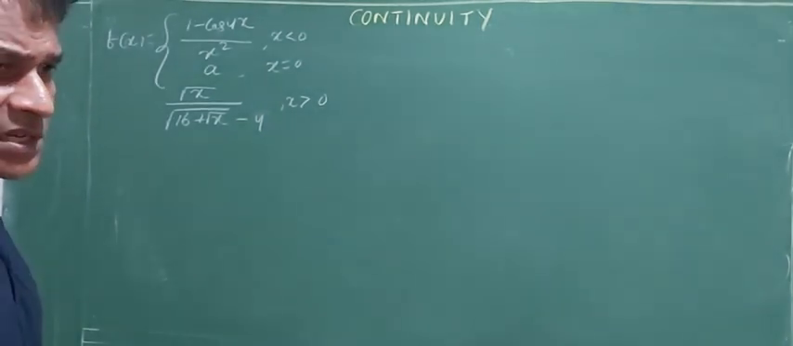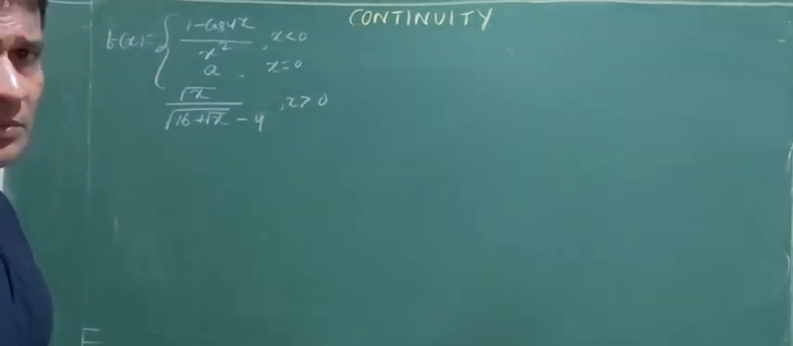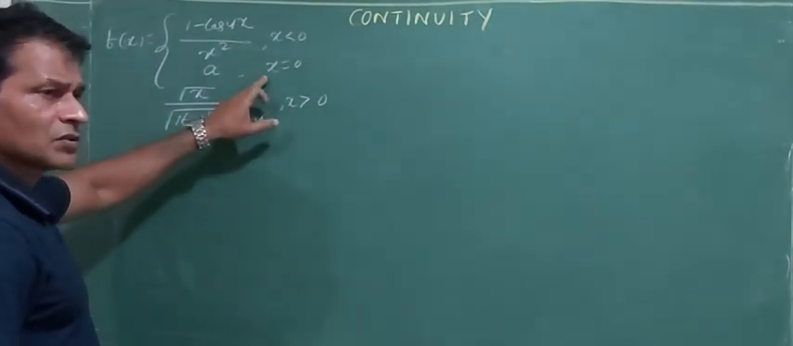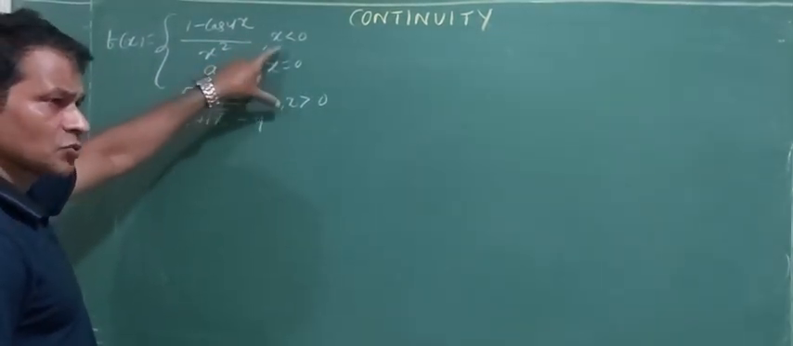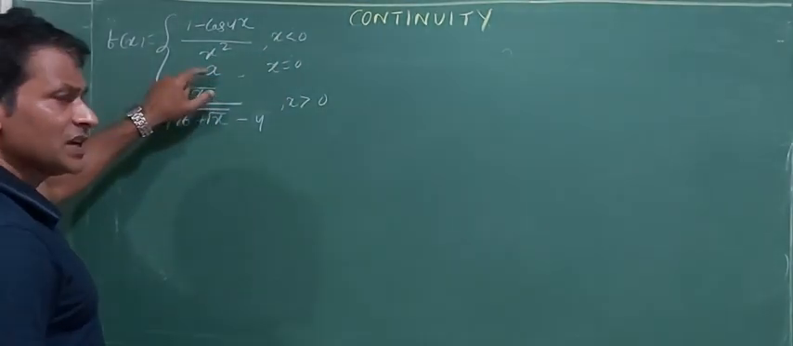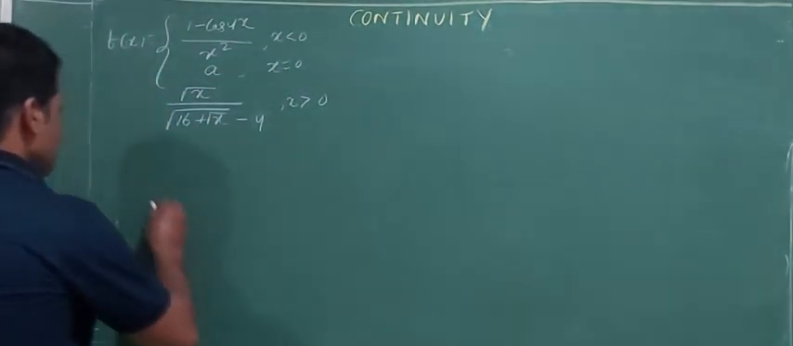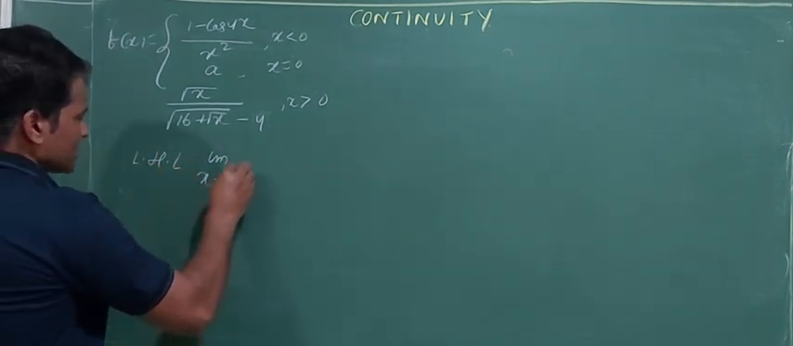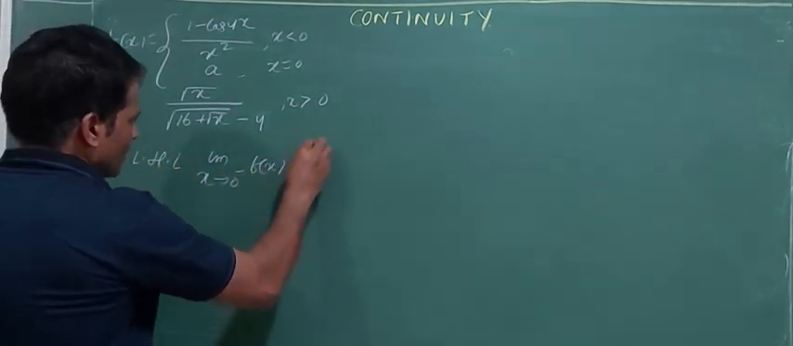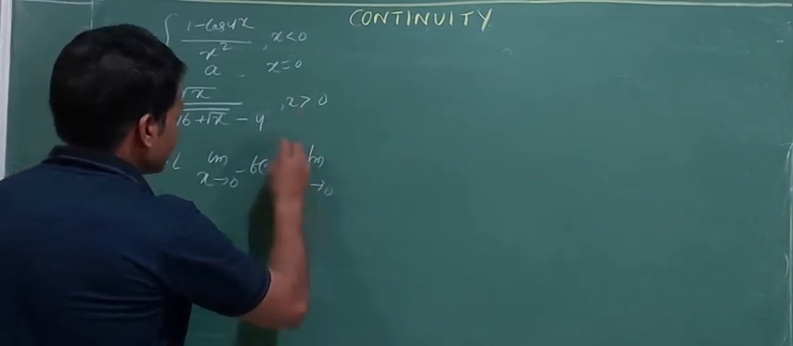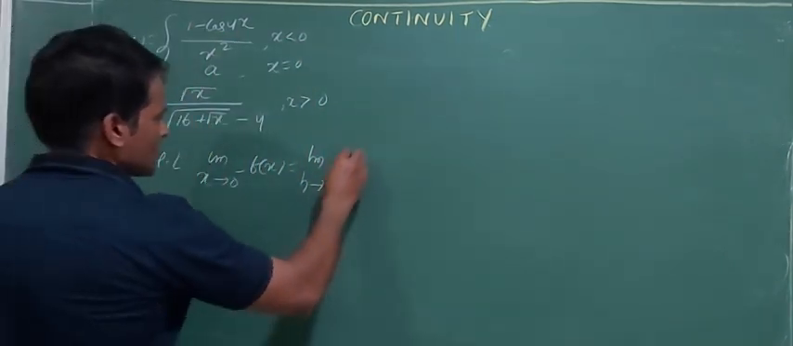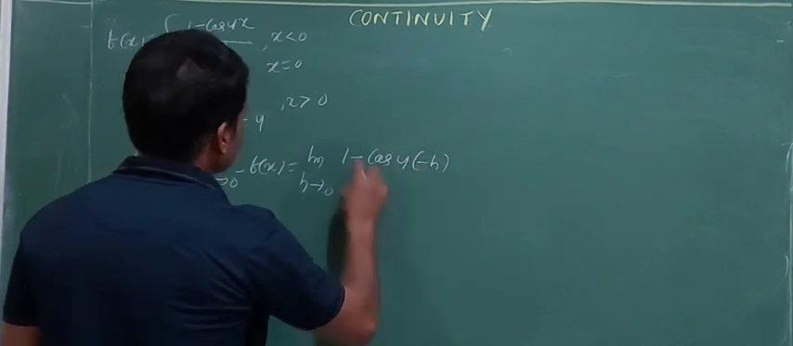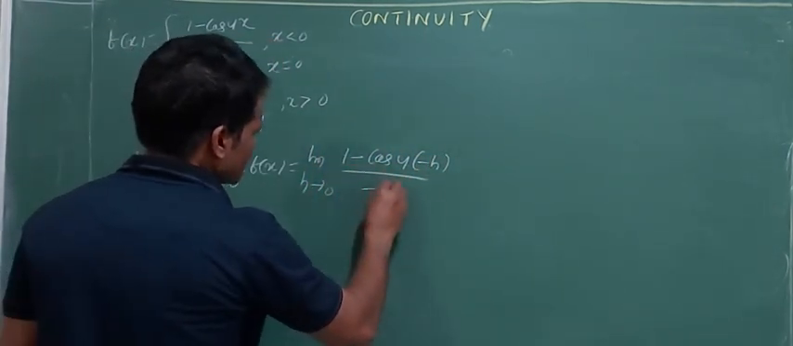It might be given that the function is continuous, but once you start checking it, it may not be continuous. So I'll go for LHL, RHL, equated to the value at the point. All three should be equal, and the value will be a, only then I get the answer. So first start with LHL. Limit x tends to 0 minus, 1 minus cos 4 times (0 minus h), over (0 minus h) whole square.